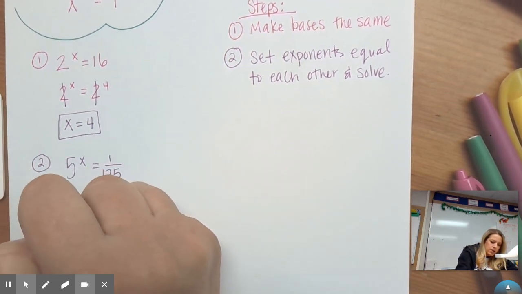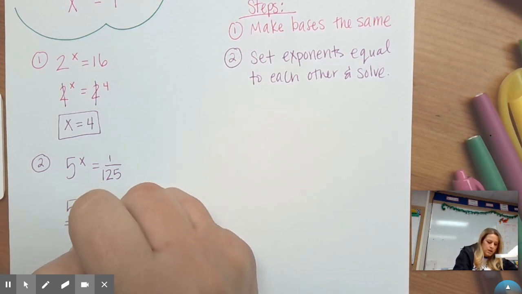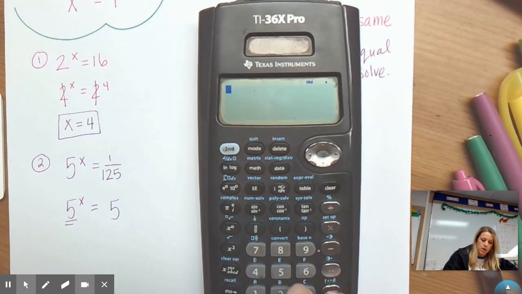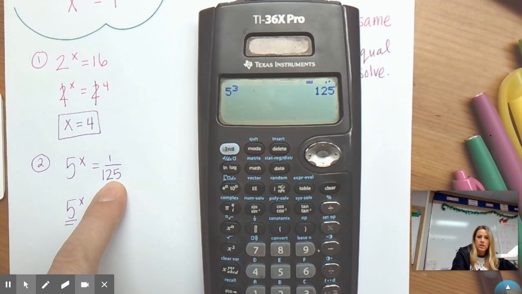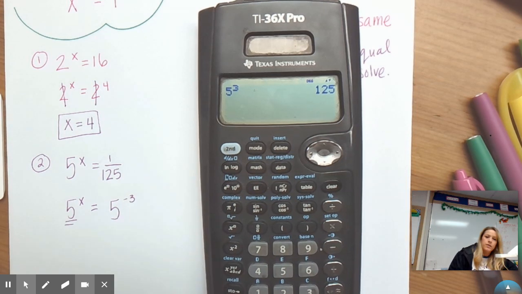So let me think about this. How can I use what I already have here? I have a 5 here. So can I make this 1 over 125 to some power? So 5 raised to the third power, because I know it's not 2, is 125. Okay, but I want it to be a fraction. It needs to match that. It needs to represent that number. So instead of 3, I'm going to make it a negative 3.